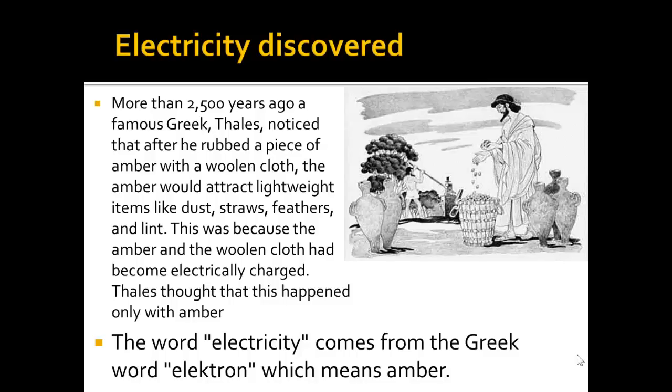Our modern term, electron, is the Greek word for amber. So this is one of the many examples where the actual meaning of the word has no relationship to how it's used today.